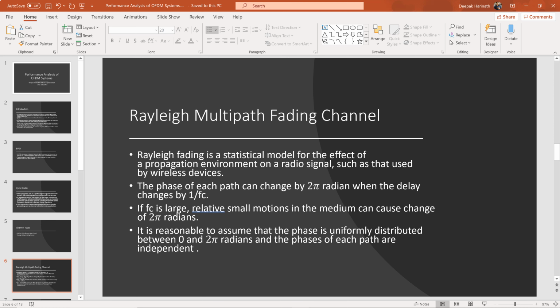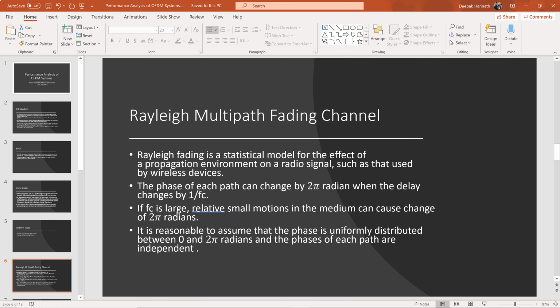In the statistical model, we would be able to see that the phase difference comes down to a value of 2 pi fc into the delay. So the phase of each path can change by 2 pi radians when the delay changes by 1/fc. When the delay is 1/fc, it cancels out with the fc term which is already present, and hence the phase would become 2 pi radians.